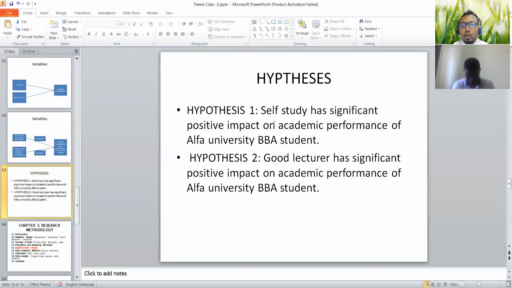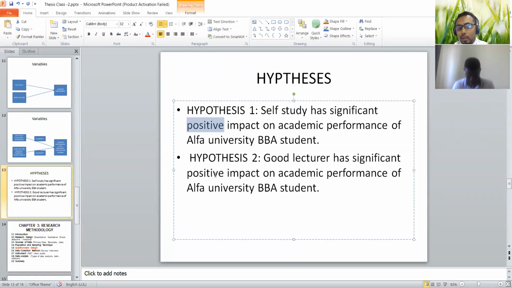Okay, so now the question can become, how do you say positive, why not negative? You can find out this positive or negative relationship from the previous articles, how others measured whether self-study is positive or negative. If they find it positive or negative, then you can also make an assumption. Hypothesis means what? Hypothesis means there are two possibilities.